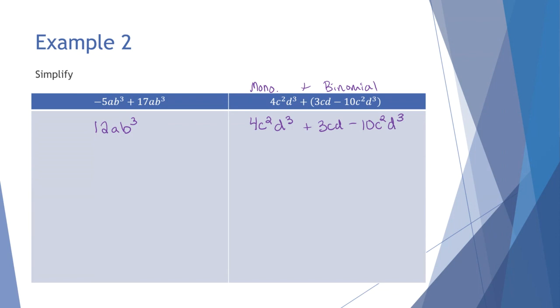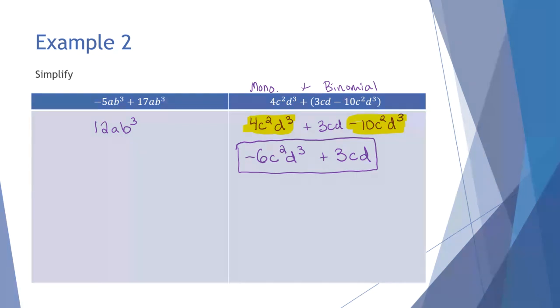So we want to combine like terms, and that is the terms with the c squared d cubed. They have the same letters, same exponents on those letters. So 4 minus 10 is negative 6. So we have negative 6c squared d cubed plus 3cd. Now, just to go back to our terminology, the first term here, when you add those exponents, you get 5. So this is degree 5, and it's a binomial after we combined like terms.